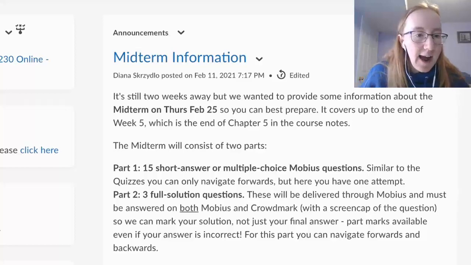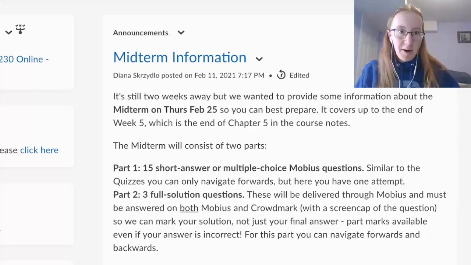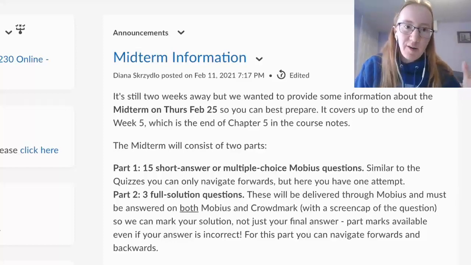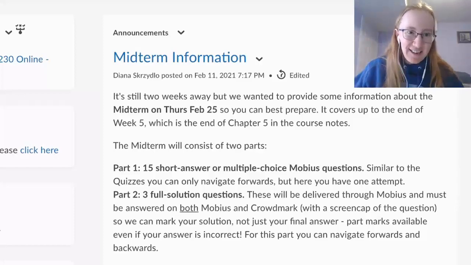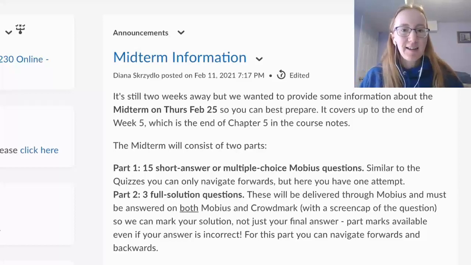And the question, how hard will the midterm be in comparison to the Mobius quizzes? The Mobius part will be basically the same. We're essentially drawing questions from the same bank of questions for the midterm. There'll be some that you haven't seen yet, so that's fine. But it's certainly the multiple choice and short answer questions are similar difficulty level to the ones that you've been seeing on the quizzes. The difference, though, is that here you only have 1 attempt. So just keep that in mind.